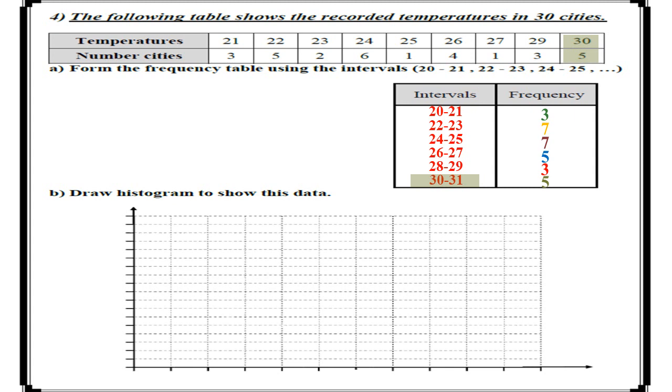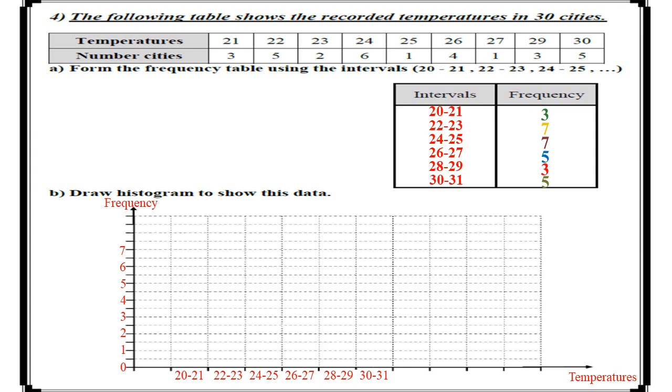Now we are going to draw the histogram to show this data. In the x-axis, we are going to put the temperatures and the intervals from 20 to 21, 22 to 23, 24 to 25, 26 to 27, 28 to 29, 30 to 31. And on the y-axis, I'm going to put the scale 0, 1, 2, 3, 4, 5, 6, 7, and so on. This is the frequency.